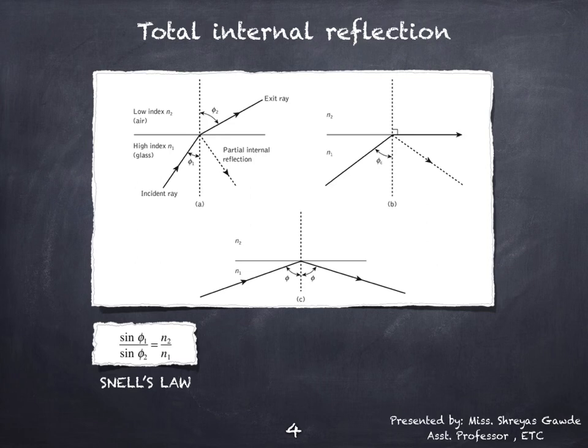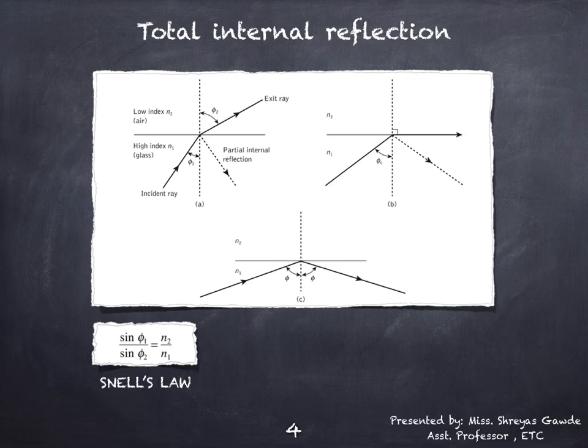It can also be observed in figure A that a small amount of light is reflected back into the originating dielectric medium. It is called partial internal reflection. As n1 is greater than n2, the angle of refraction is always greater than the angle of incidence. Thus, when the angle of refraction is 90 degrees and the refracted ray emerges parallel to the interface between the two dielectrics, the angle of incidence must be less than 90 degrees.